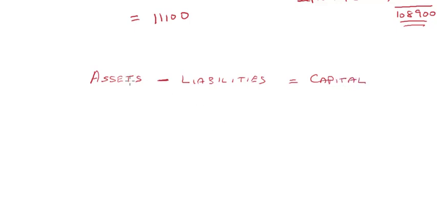So remember, the assets are what the business owns. The liabilities are what the business owes, and the capital is what the business owes to the owner. This is sometimes referred to as the accounting equation, but essentially it's a balance sheet expressed as an equation. Maybe I'll just write that in, the accounting equation.